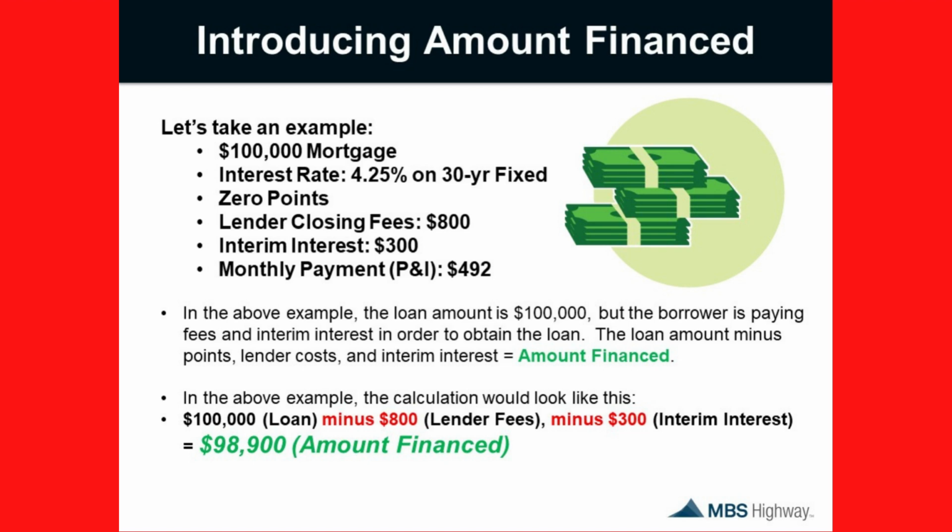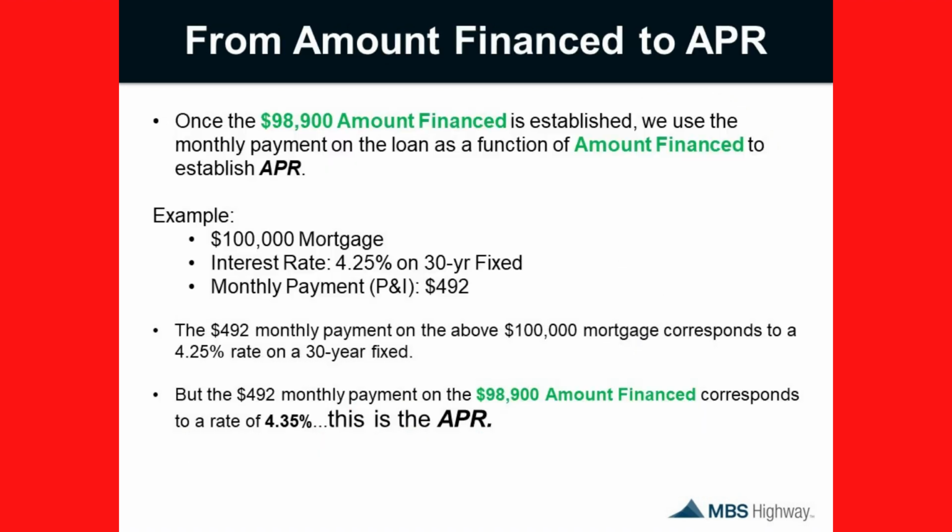Once we've established the $98,900 as the amount financed, we need to establish the APR. And how do we do that? We take your loan, your interest rate, your principal and interest payment, and apply it to $100,000. That's how you arrive at the principal and interest payment. But when we apply that same principal and interest payment to the amount financed, $98,900, with the same monthly payment of $492, we arrive at a rate of 4.35%. That is the APR that they want you to see.